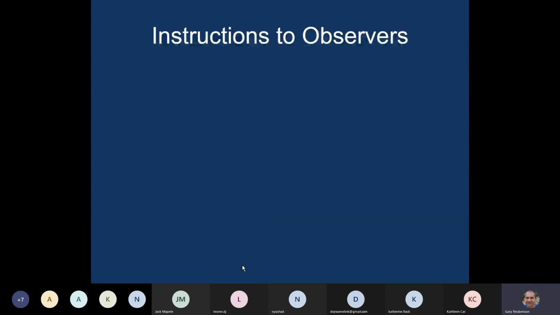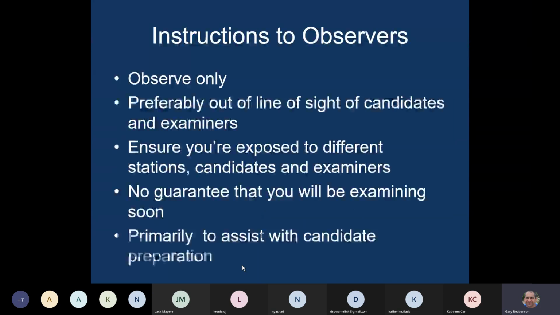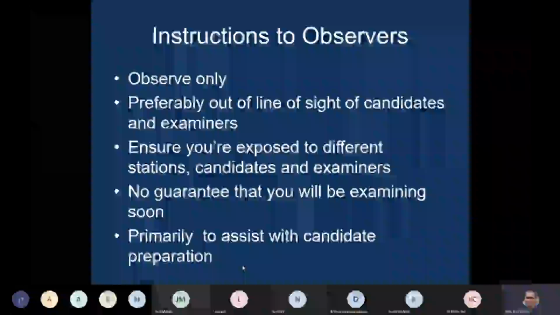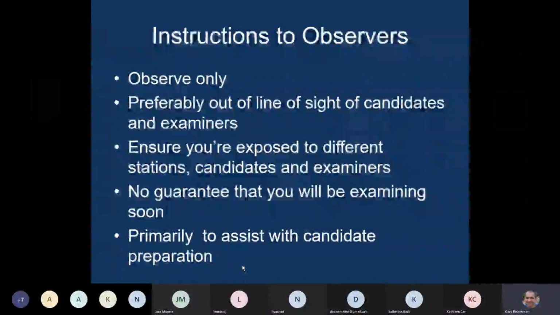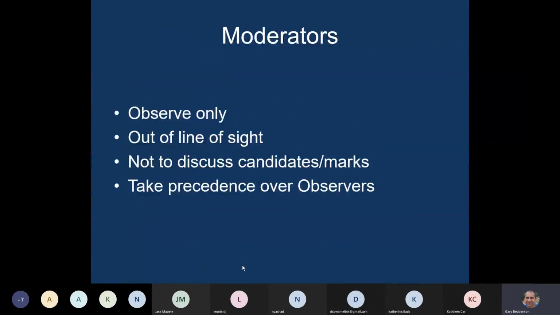Last couple of little things, some instructions that the observers are given. They stay out of line of sight. They don't say anything. They're expected to rotate between different stations, so you may see the same observer in more than one station. They're told that there's no guarantee they're going to be examining again, and the reason they're invited is primarily to help them prepare their candidates for the exams in the future.